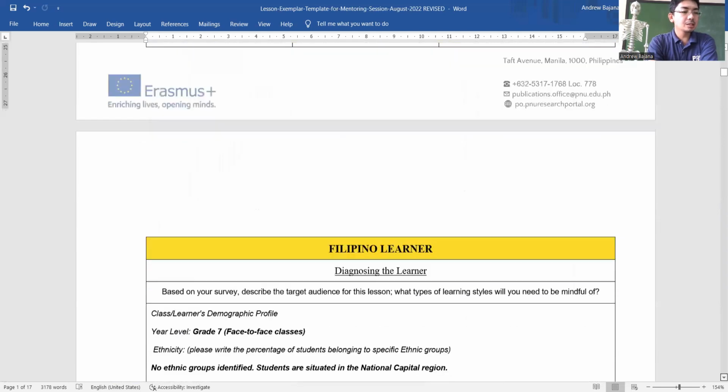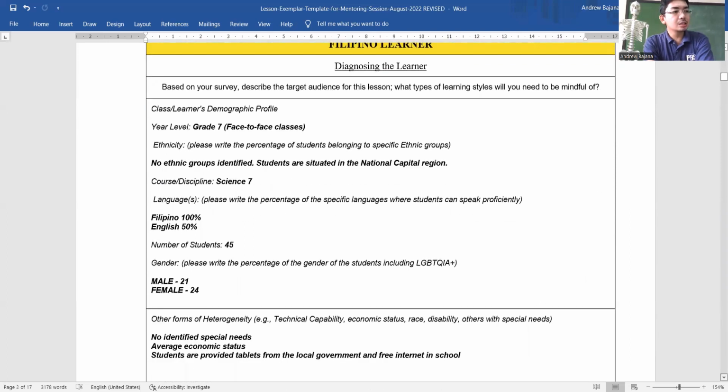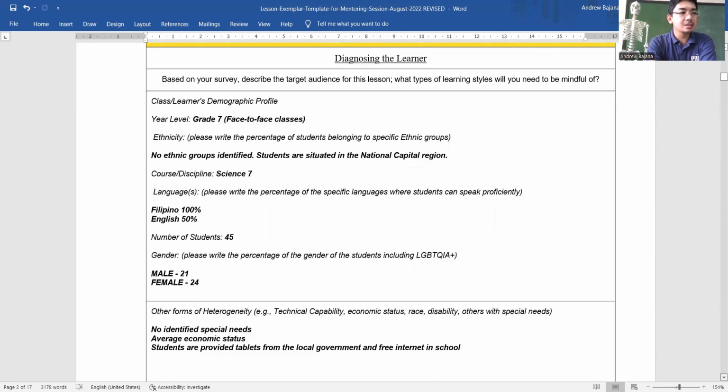Next is the Filipino learner. Year level is grade 7. This is a face-to-face class. Ethnicity: there are no ethnic groups identified. Students are situated in the National Capital Region. Course or discipline is Science 7. The languages that will be used: Filipino 100% and English 50%.